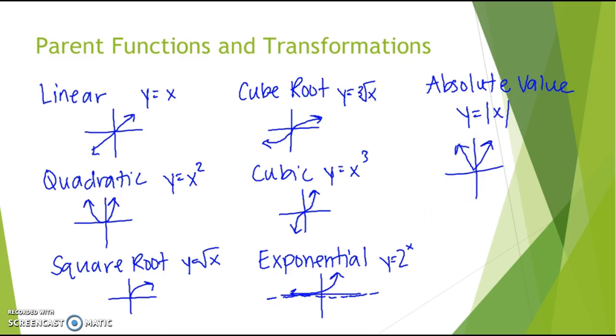Right? Along with these parent functions, we looked at different key features. So some of the key features that you're going to need to be aware of, we filled in on that chart, are domain and range. Right? Domain is the x value, range is the y value. We looked at end behavior, right? What's happening as the graph goes to the left and as it goes to the right. We looked at absolute and relative max and min.